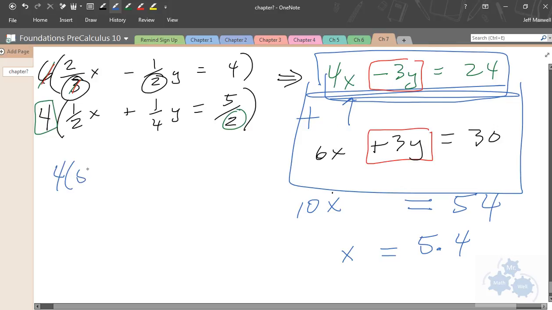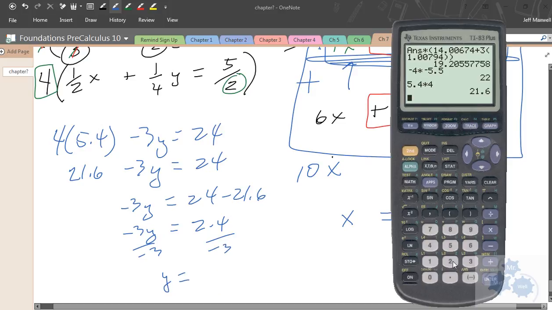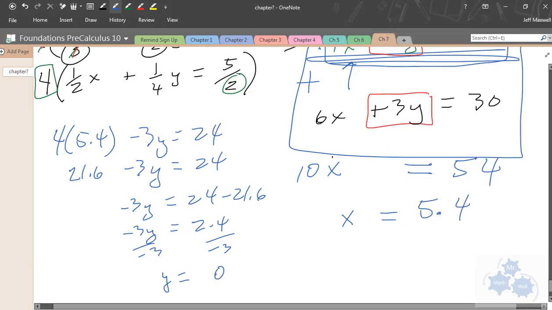So 4 times 5.4 minus 3y equals 24. So what's 4 times 5.4? So you get this. What's 24 minus 21.6? 2.4 divided by negative 3. Y equals negative 0.8.